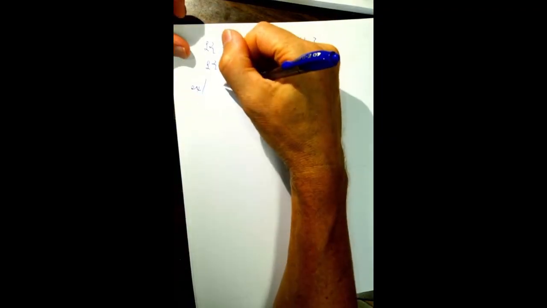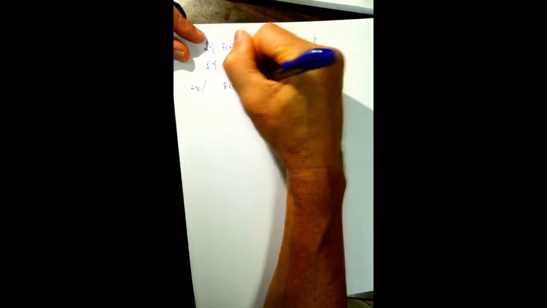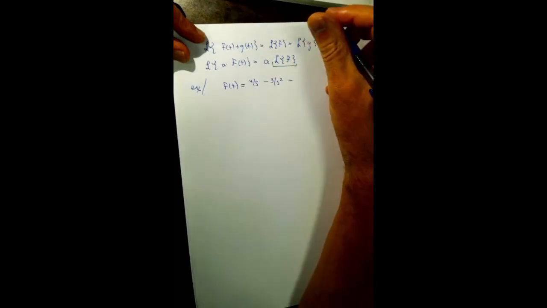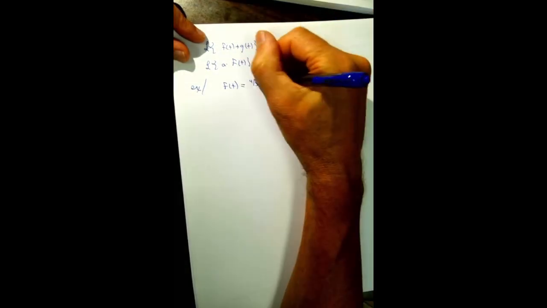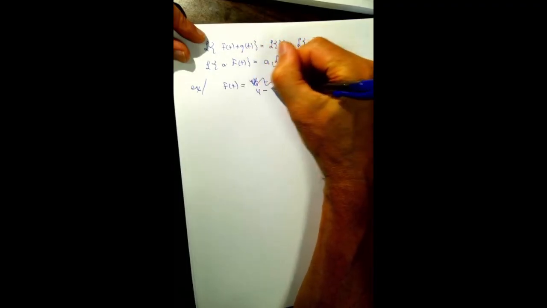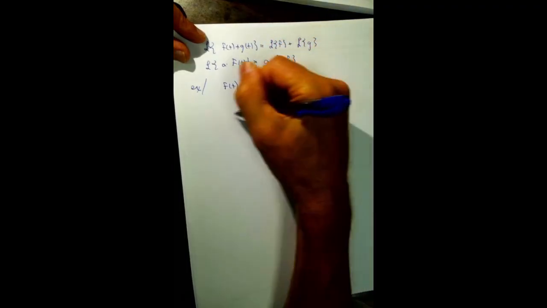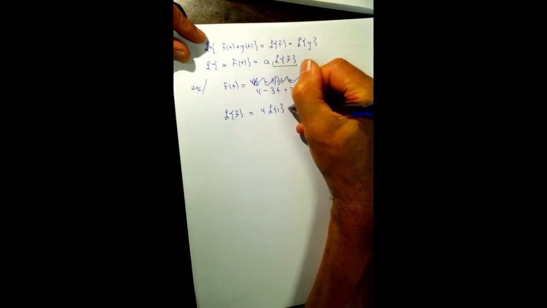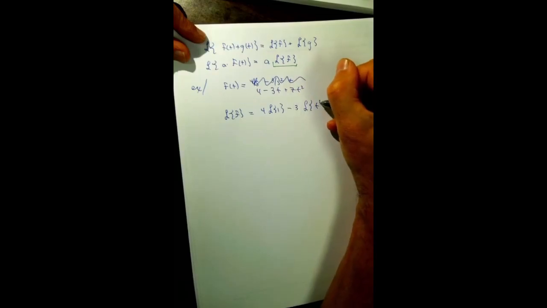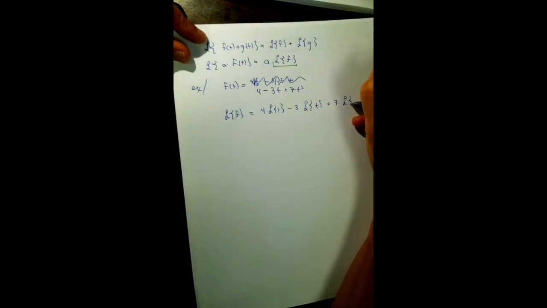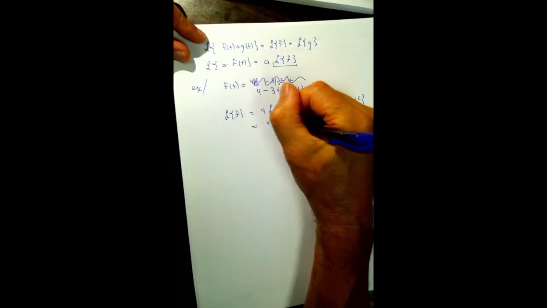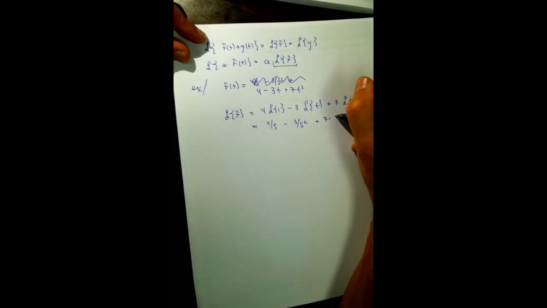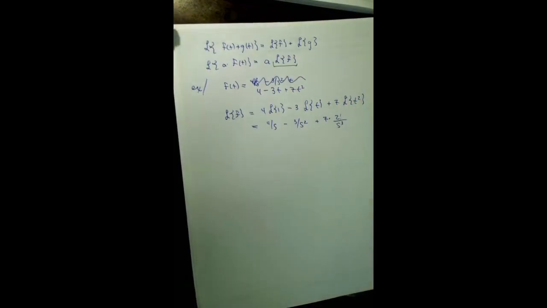So, for example, if I say that f of t is, sorry, let me rewrite this as 4 minus 3t plus 7t squared. The Laplace transform of f is going to be 4 times the Laplace transform of 1 minus 3 times the Laplace transform of t plus 7 times the Laplace transform of t squared. So we get 4 over s minus 3 over s squared plus 7 times 2 factorial over s cubed.